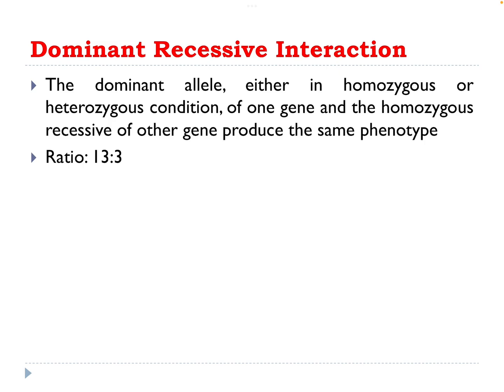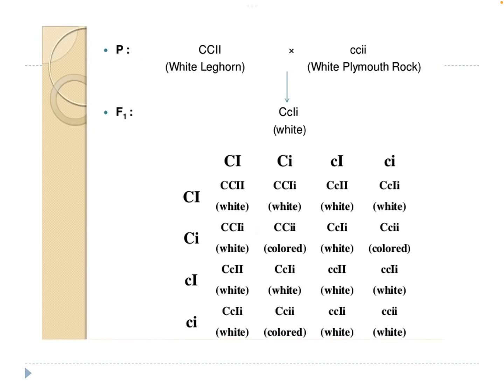The last type of epistasis is dominant recessive interaction. This is where the dominant allele, either in homozygous or heterozygous condition, of one gene, and the homozygous recessive of the other gene produce the same phenotype. So the ratio will be 13:3. An example of this is the white leghorn and the white plymouth rock. When crossed, they will produce this 13:3 ratio.